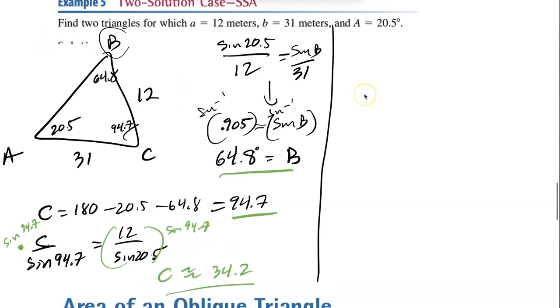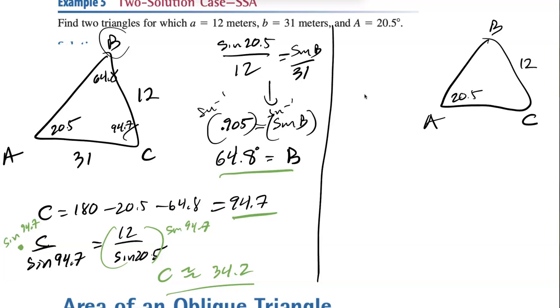Now for triangle 2, right? Keep in mind it's gonna be the exact same setup, or the exact same given. So this is still 20.5, this is still 12, this is still 31. But our B is gonna be different, because the way you find your B on this side, put B prime, is you do 180 minus, it's always the first angle you find, so 180 minus 64.8, which gets me 115.2. So that's what my B prime is.